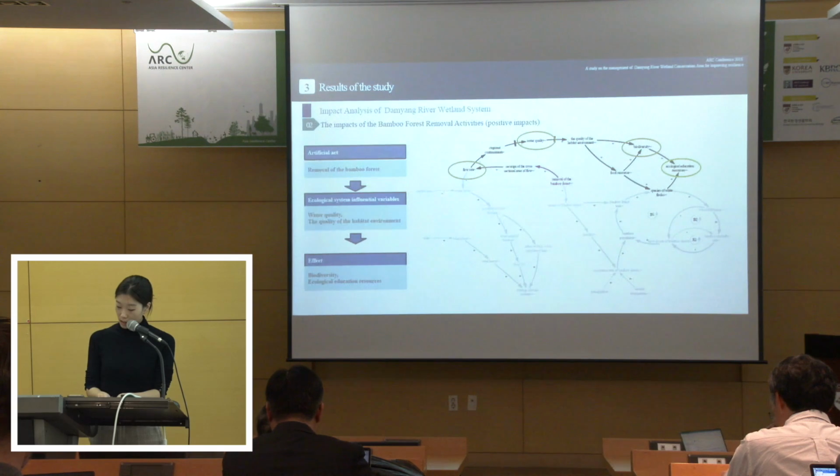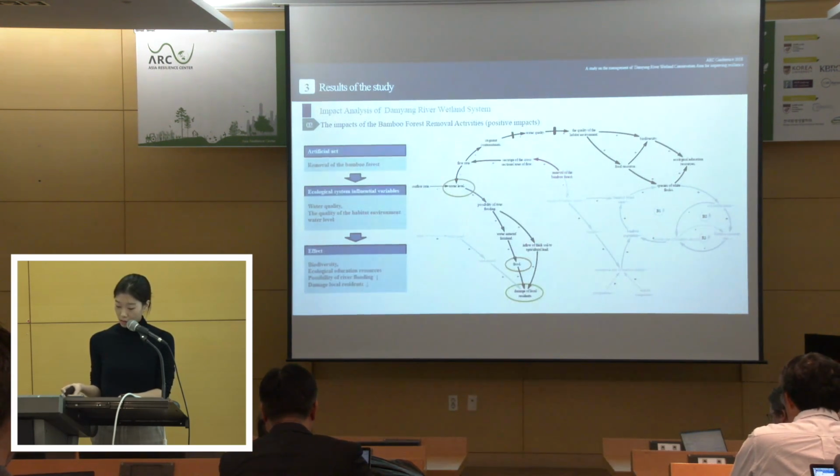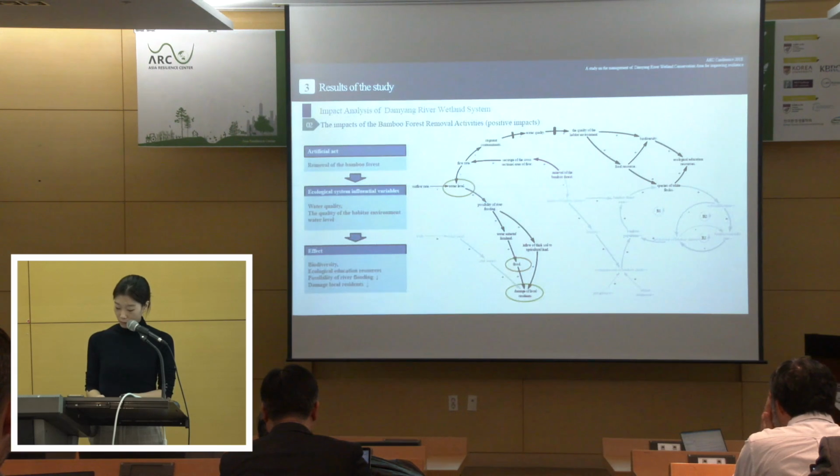The increase in the quality of the habitat will increase the number of habitats in the Damyang stream, which will enrich the ecological education resources. In addition, the cross-sectional area of the bamboo forest floor was secured in the short term to temporarily reduce the water level, thereby preventing river flooding. However, there is the possibility of causing damage to the local people in the case of an overflow of the river due to a rapid increase in the water level from heavy rainfall.